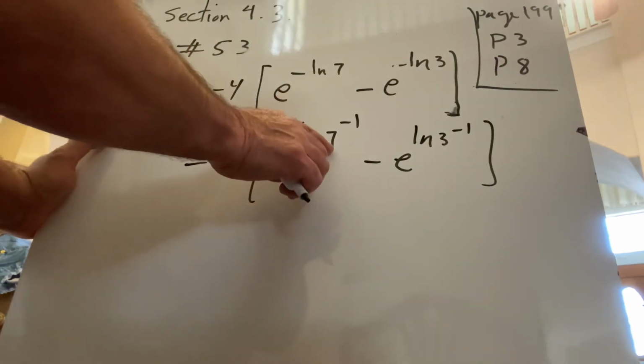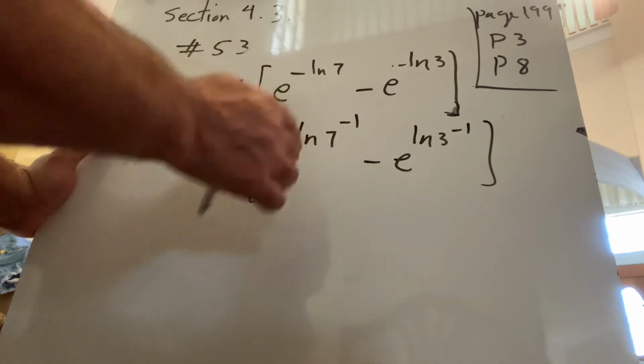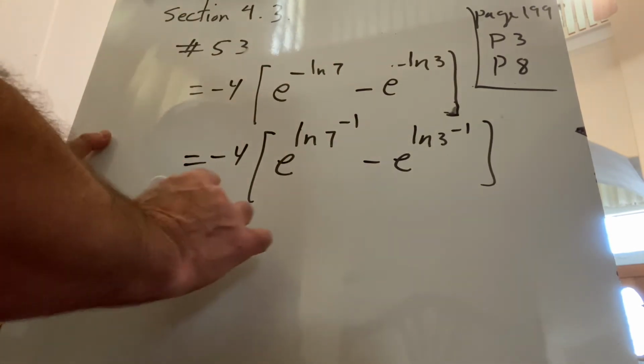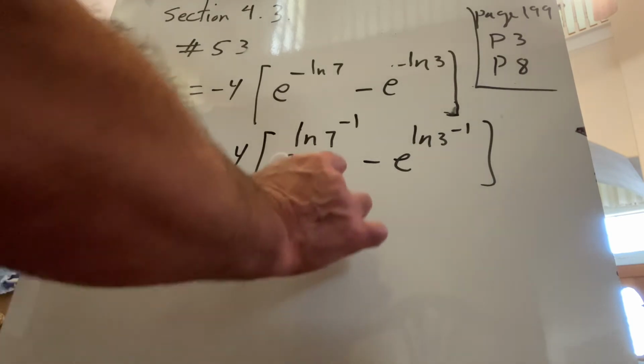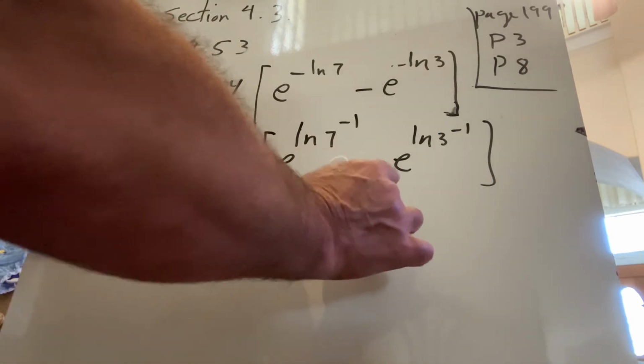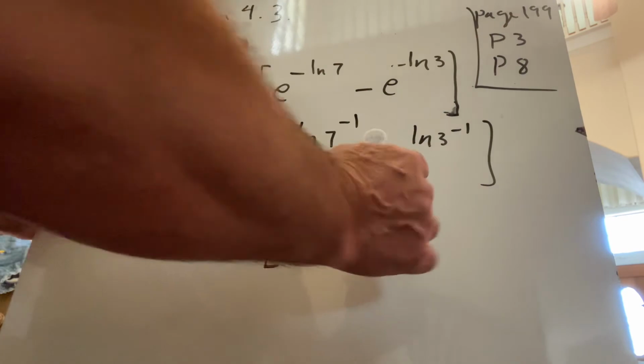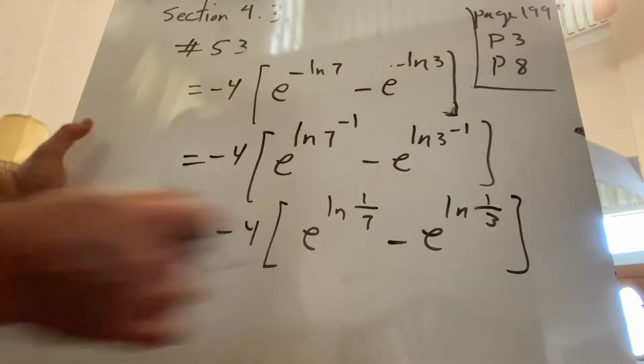But of course, as you remember from algebra, anything to the negative 1 means 1 over that to the first power. So we can rewrite that as e to the natural log of 1 over 7, minus e to the natural log of 1 over 3, which is 1/3, okay? So let me just pause for a second.